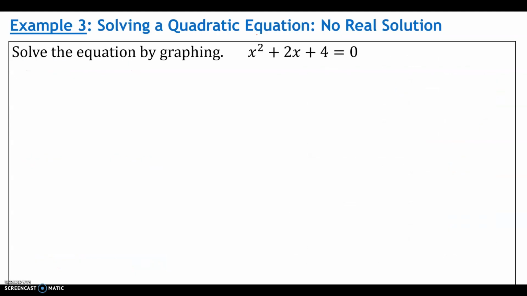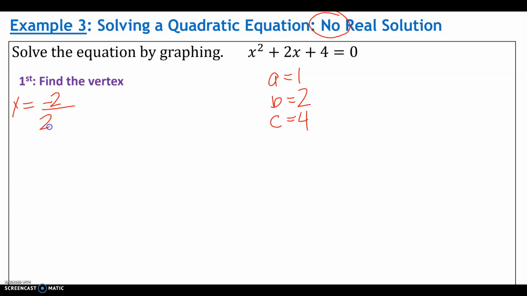So our last one is going to be one that has no real solution. So that's going to be like the floating parabola where it doesn't cross your x-axis. So standard form is already good. So we got a equals 1, b equals 2, c equals 4. Let's find our vertex. So -2 over 2 times 1. So it looks like -1 is our vertex.